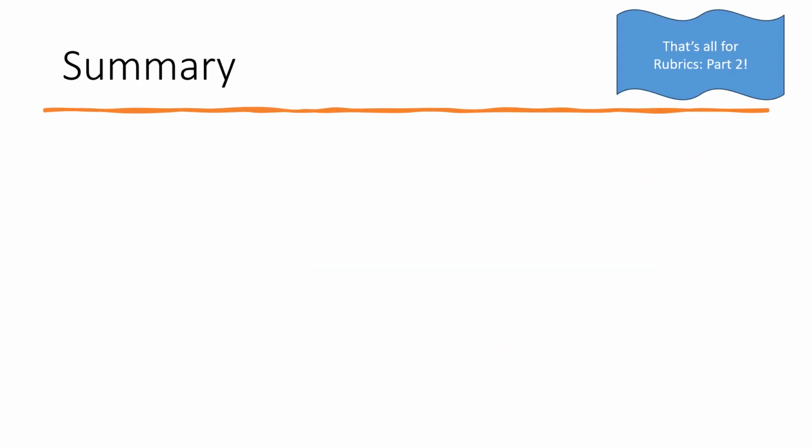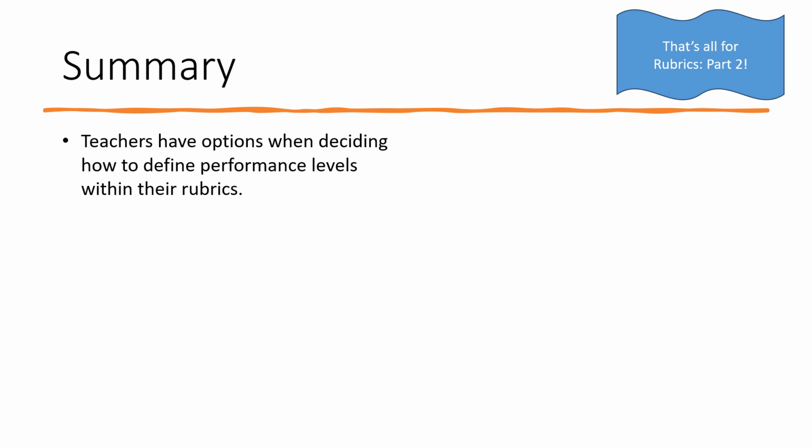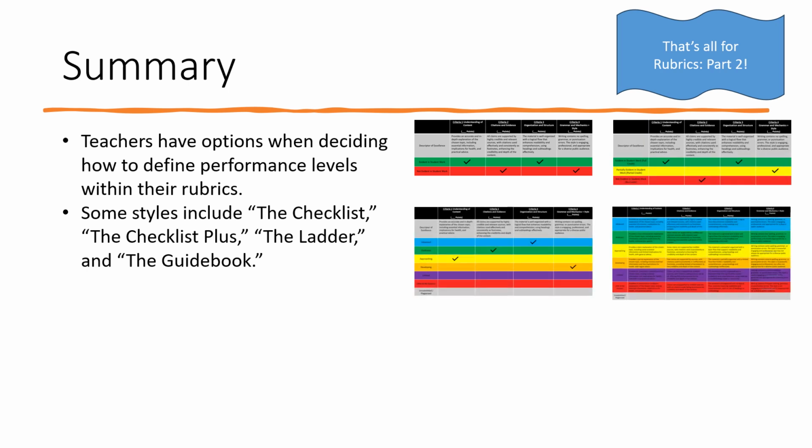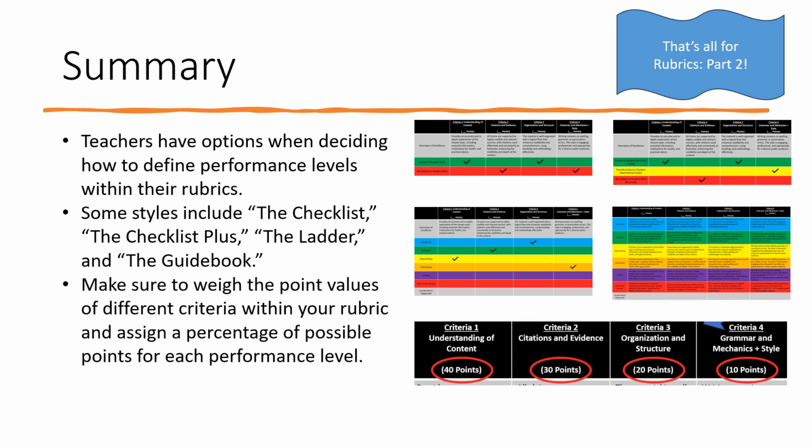To summarize what we learned today, teachers have options when deciding how to define performance levels within their rubrics. Some styles include the checklist plus, the ladder, and the guidebook. Make sure to weigh the point values of different criteria within your rubric and assign a percentage of possible points for each performance level.